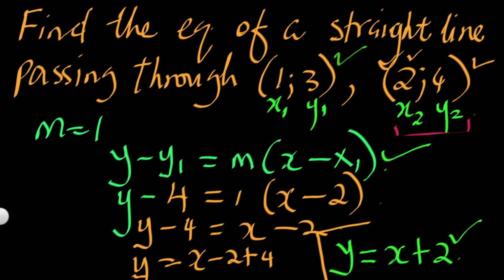I want now to go to another situation where you want to find the equation of a straight line, but you are given another point, another line parallel to that line. So you're given a point and another line that is parallel to the line that you're looking for. I'm going to write the question, how such a question will look like.